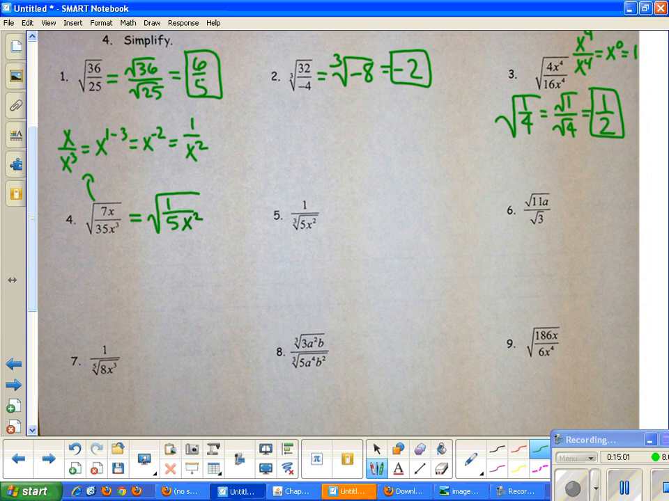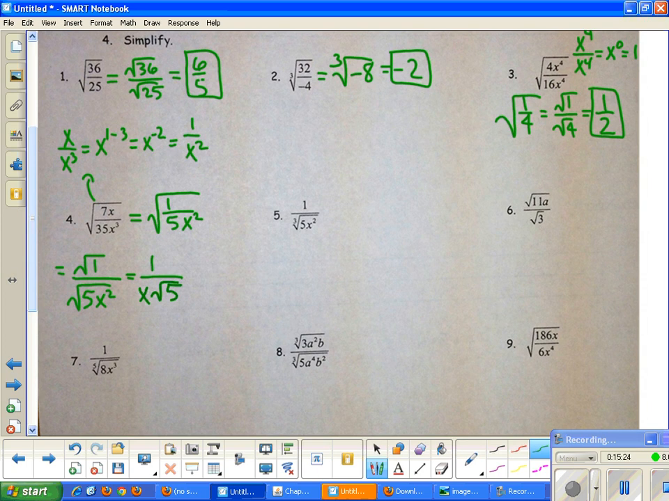Now, since I can't simplify anything more and I have a fraction underneath my radical, I want to separate it using my properties. So the square root of 1 over the square root of 5x squared. I know the square root of 1 is just 1, and I can take out an x because I have an index of 2 and a group of 2 x's. So this would be 1 over x times the square root of 5.